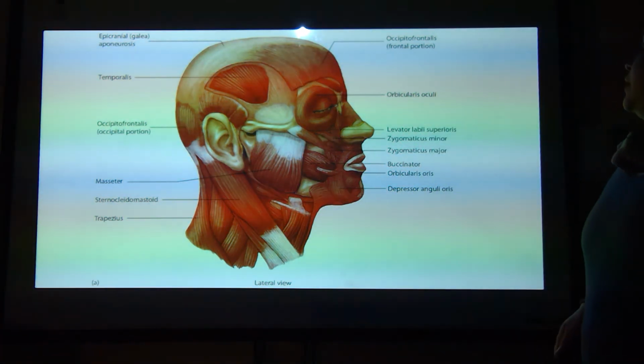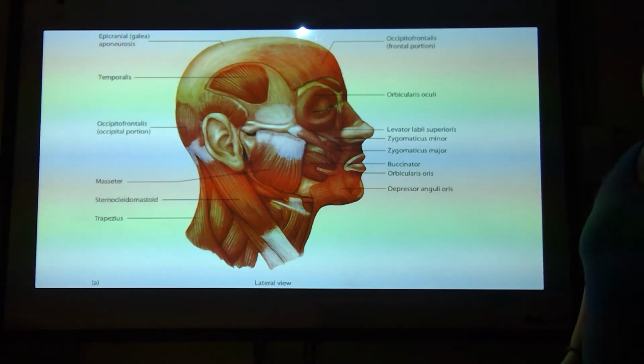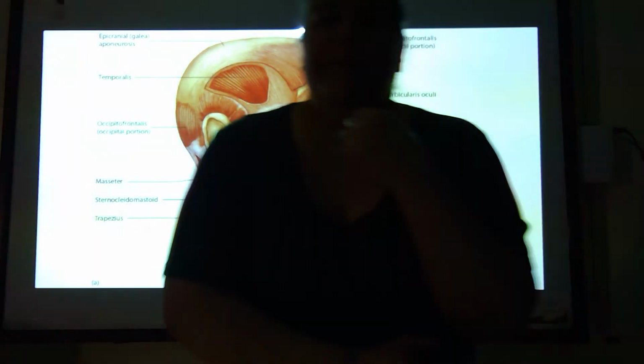The Orbicularis Oris. It closes and purses the lips. Think kissing. Most orbicularis muscles are going to be like a drawstring where they're closing something off. So if this is around your mouth, this allows you to go, okay, it closes it off.